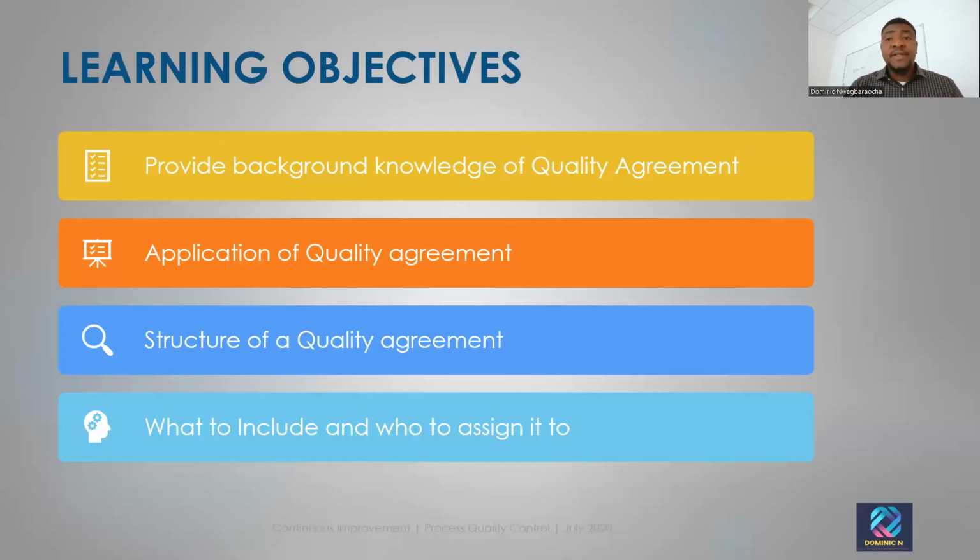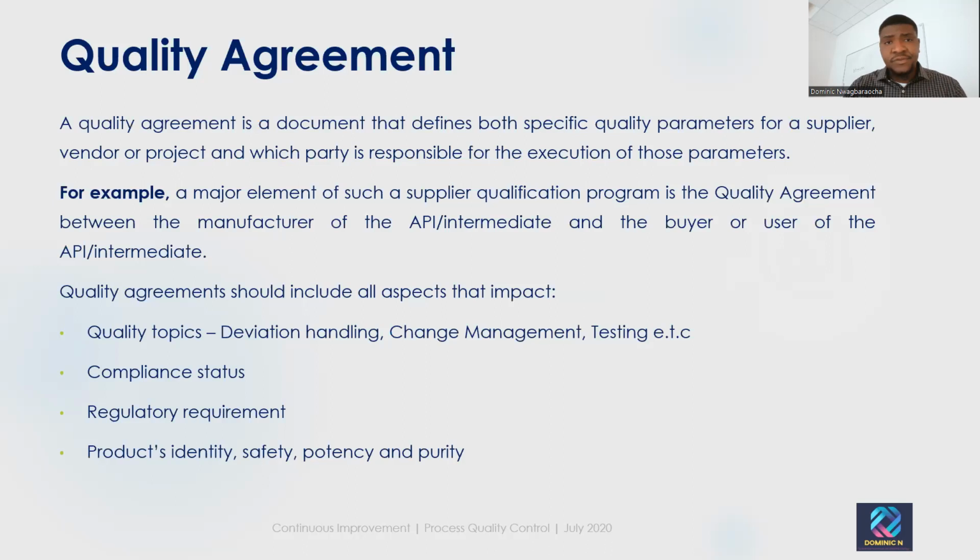So great. What are we going to be learning today? The background knowledge of quality agreements, the application of quality agreements, the structure of a quality agreement, and what to include and who to assign it to. Good. So I see a quality agreement as a legal document. I would love to start from there. It's a document that defines specific quality parameters for a supplier. It could be a vendor or a third party who is responsible for executing the quality parameters, right?